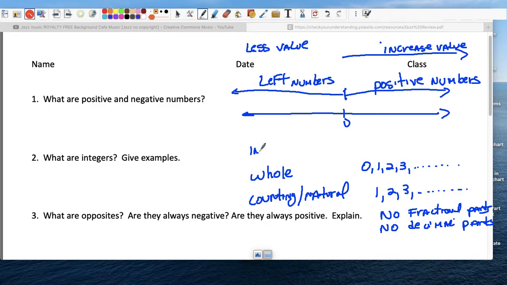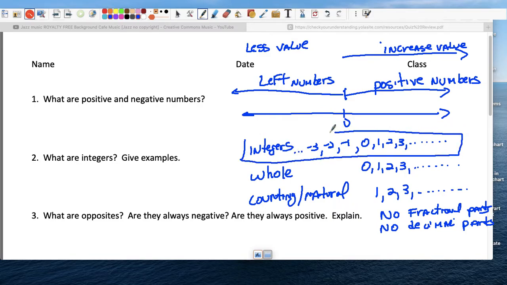The integers is a set right above that. So the integers are all your whole numbers, and I guess you can say their additive inverses. So what's the additive inverse of 1? -1. Additive inverse of 2? -2. -3, and so forth. So that's what your integers are: 0, all your positive numbers, all your whole numbers, and their additive inverses. And again, no fractional parts, no decimal parts. Okay.